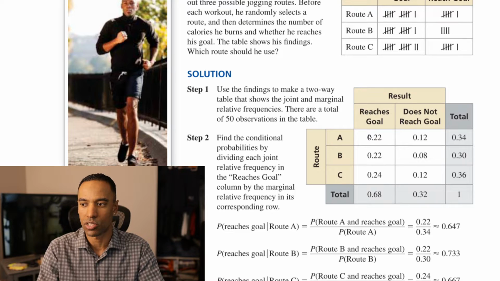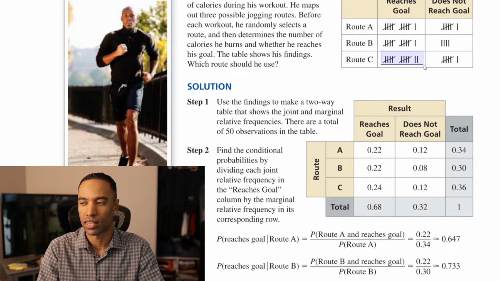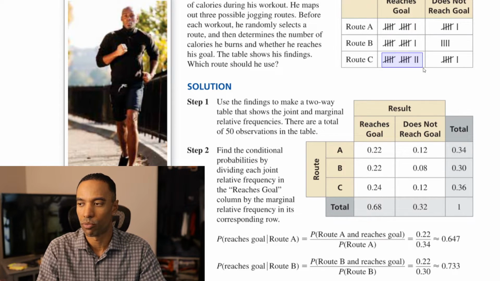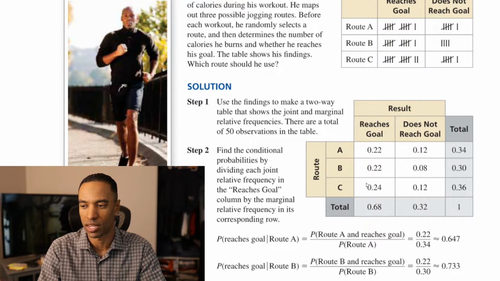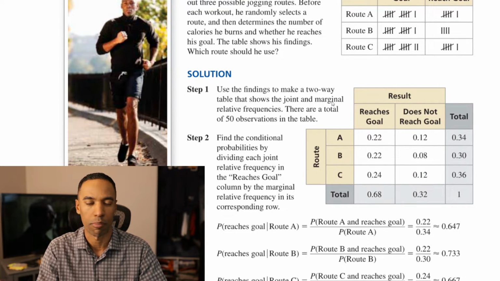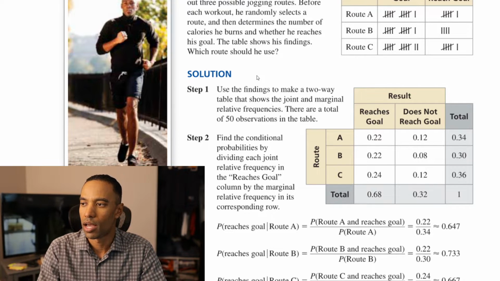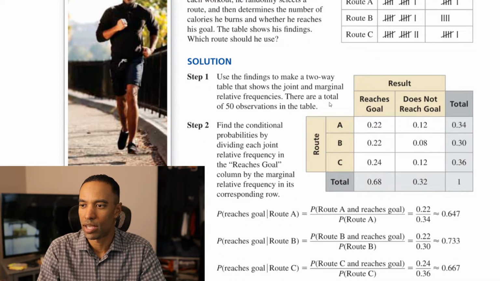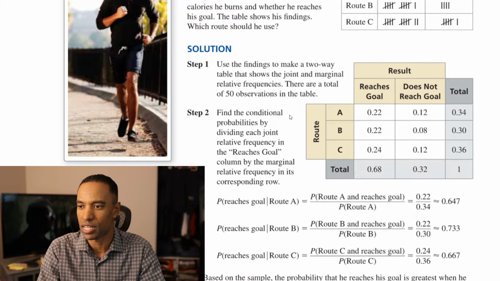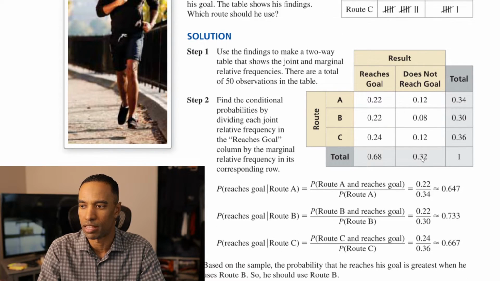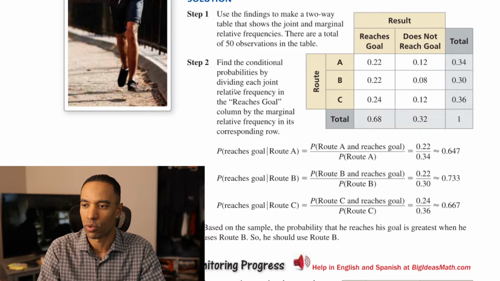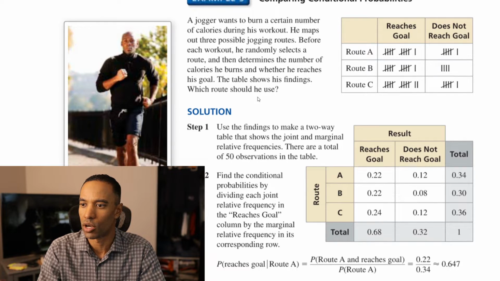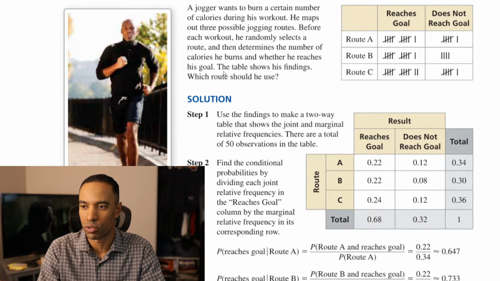And it's important to see things in a relative sense, relatively. Because sure, that's great that this is 12, whatever, what have you. But when you compare that 24% to, say, this 12% here, it's going to show you a different kind of picture. Okay, we make a two-way table that shows the relative frequencies. There are 50 observations, so we divide them by 50. Find the conditional probabilities by dividing each joint relative frequency by the reaches goal column. So, because the question says what route should he use?